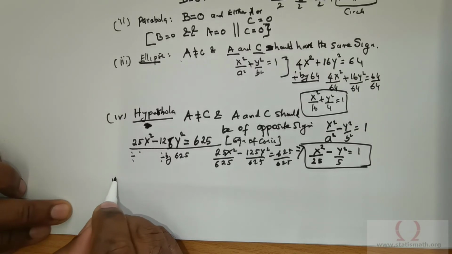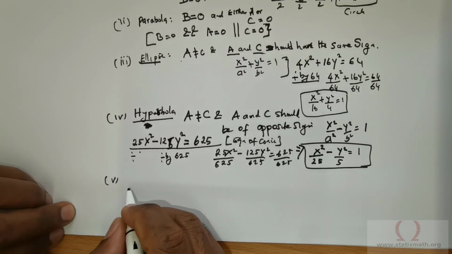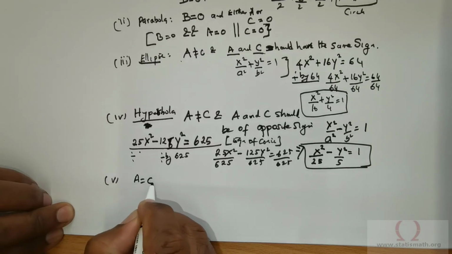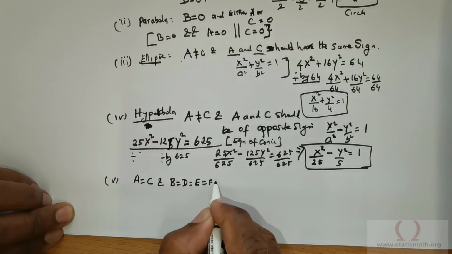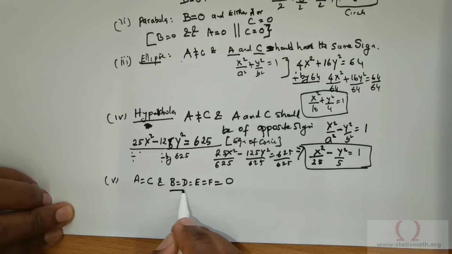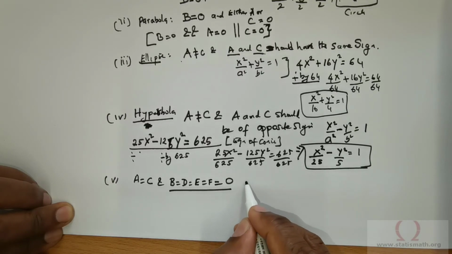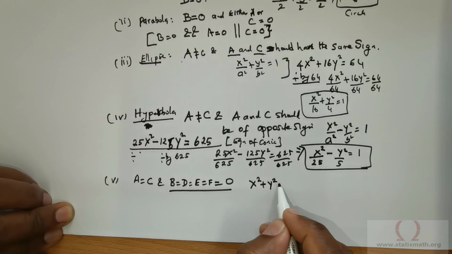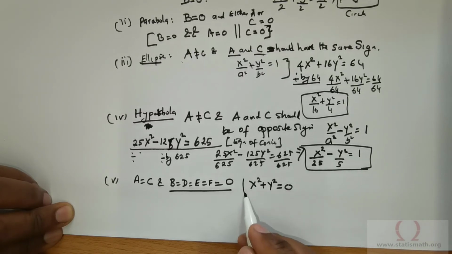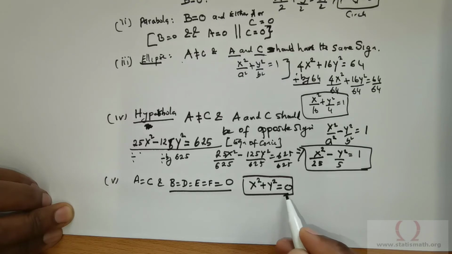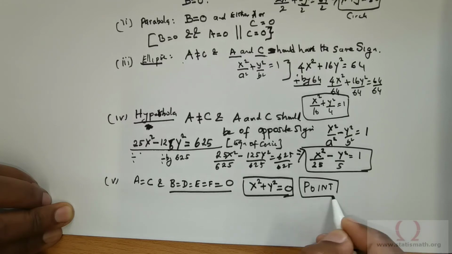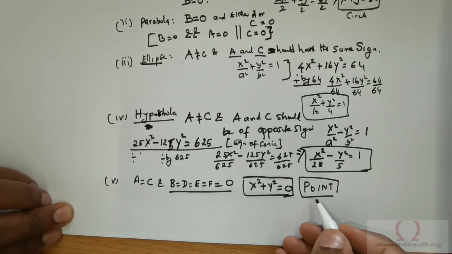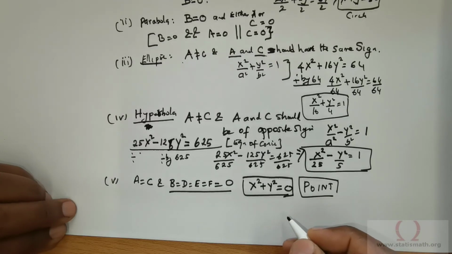conic's shape. Now the final one, in fact last but not the least: if A is equal to C and B = D = E = F = 0, so all of these things are equal to 0, then you produce a conic which is x squared + y squared = 0. And what is this? This is called a point. x squared + y squared = 0 gives a point because the radius is 0 there. Having obtained that, we have three more to go.